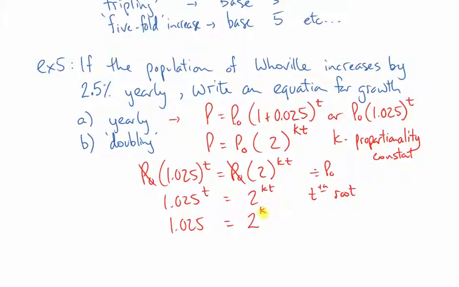Now, I want to solve for that k. Because it's an unknown in the exponent, I'm going to use logs. So I'm going to write log of 1.025 equals k log 2.